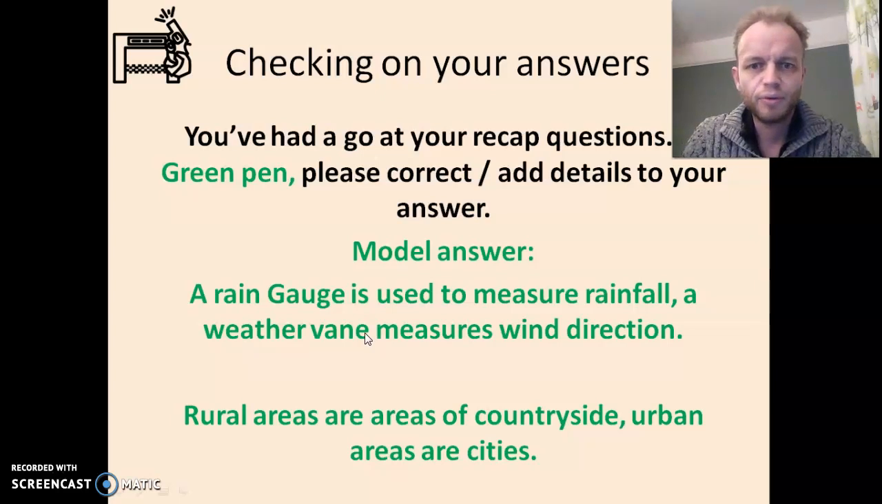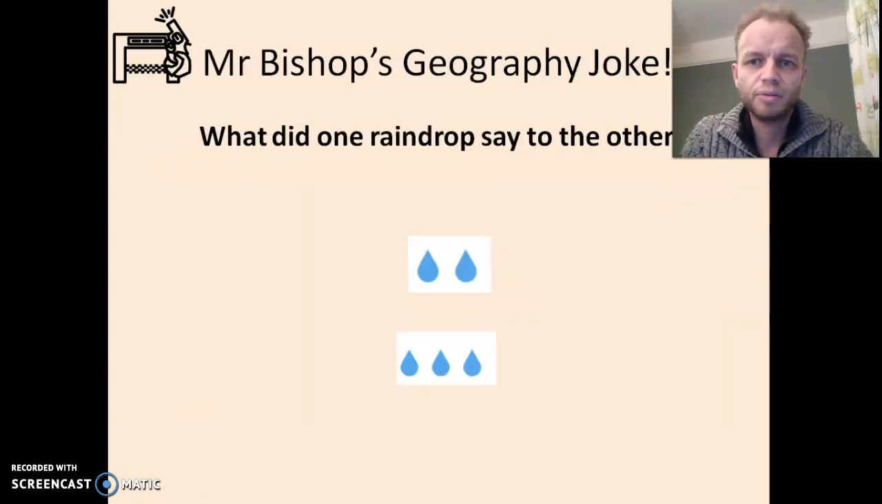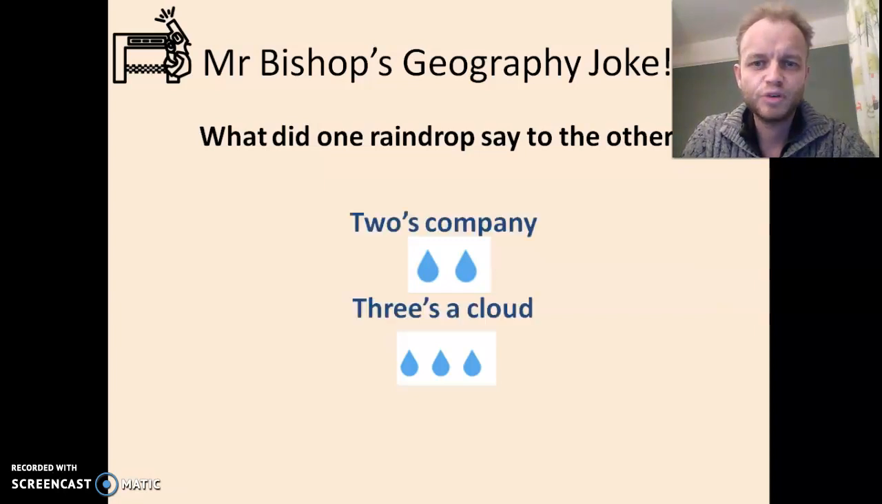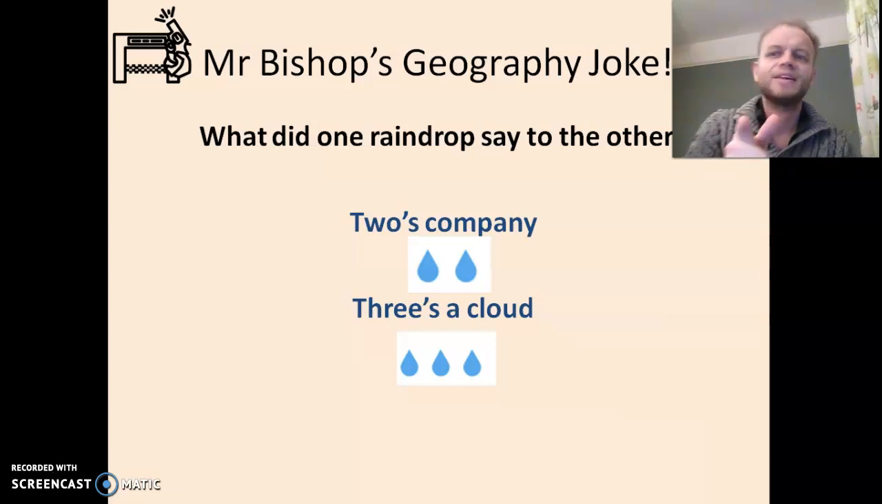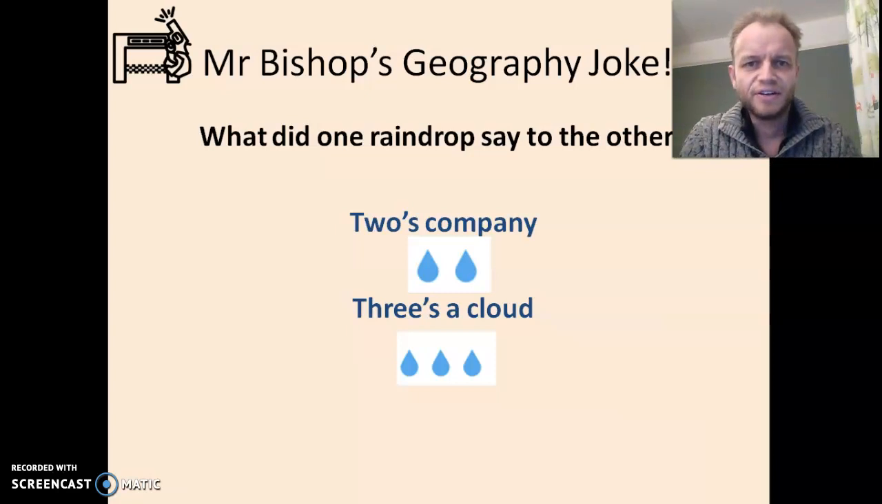To get you in the mood for our lesson, I'm going to start you off nicely with a quick Mr. Bishop geography joke. So, what did one raindrop say to the other? 2's company, 3's a cloud. Cloud, 3's a crowd. Crowd. Yeah, thank you. Okay, good.